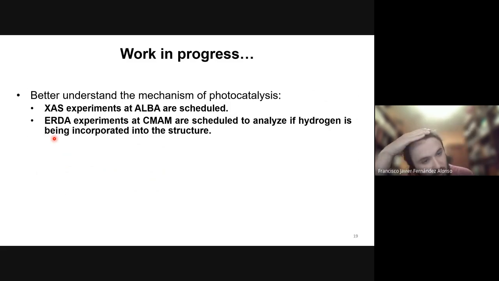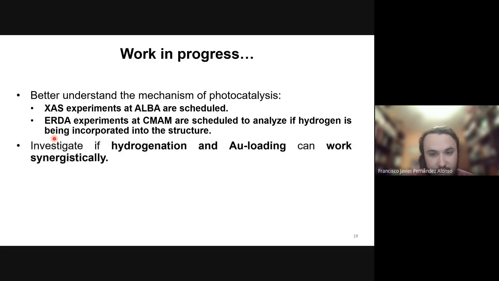And also we would like to perform some ERDA experiments to see if hydrogen is being incorporated into the structure, or if these defects are only because of the creation of oxygen vacancies, titanium 3+ centers, etc. And also we would like to investigate if hydrogenation and other techniques used to improve photocatalytic efficiency, such as noble metal loading, can work synergistically.